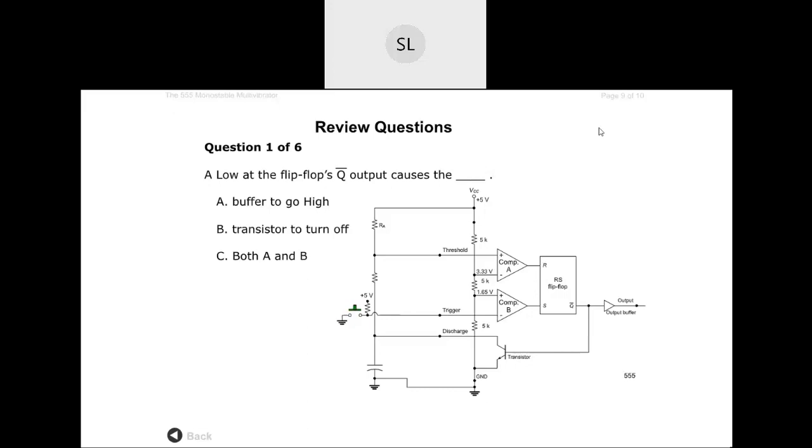Okay, so can you answer these questions? A low at the flip-flop's Q bar output causes the buffer to go high, or the transistor to turn off, or both A and B. Which is the correct answer here? If Q bar is low, then the output of this buffer will be definitely high, and this transistor will be turned off. Correct? So both A and B, I think.